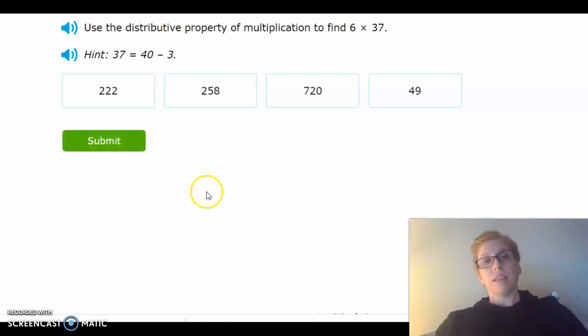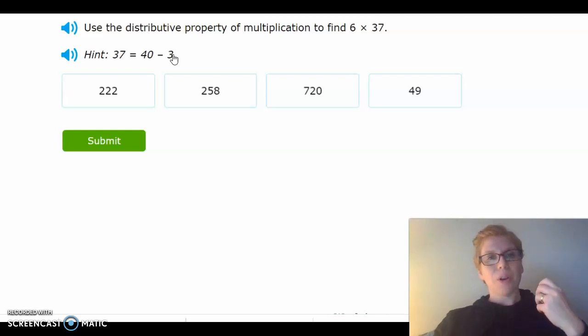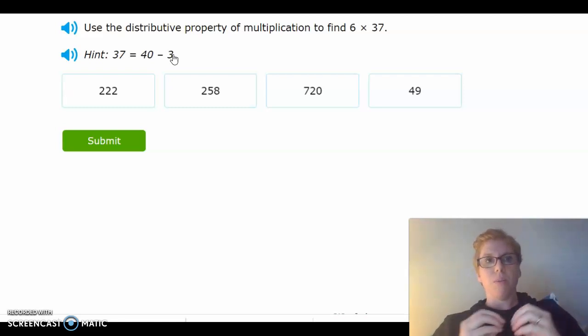All right, this one's a little different. This one says 6 times 37. Our hint is that 37 equals 40 take away 3. We are still going to use the distributive property, but we're going to use number bonds in a way of subtraction. 40 take away 3 equals 37, right?